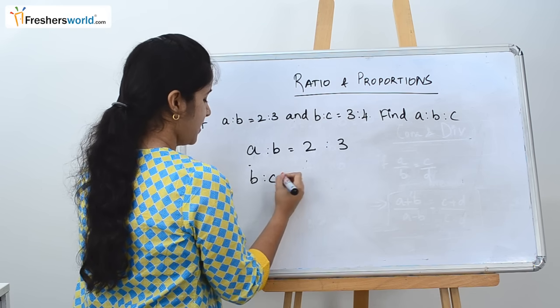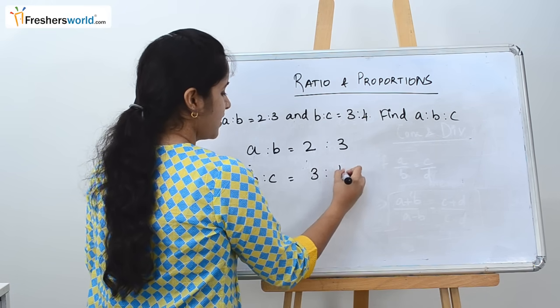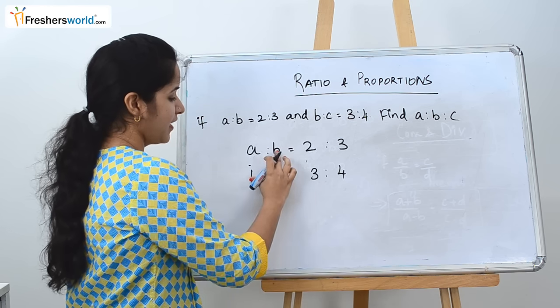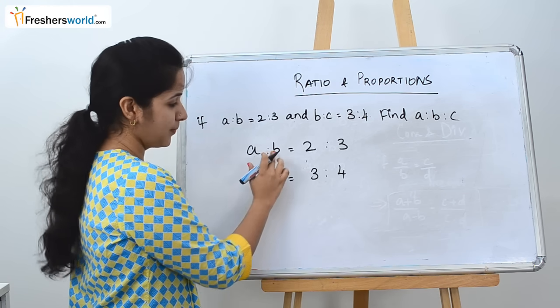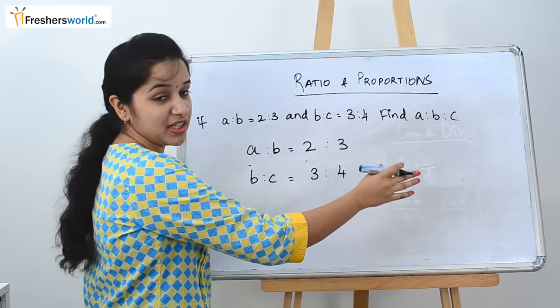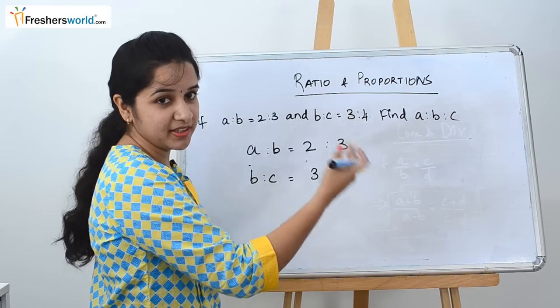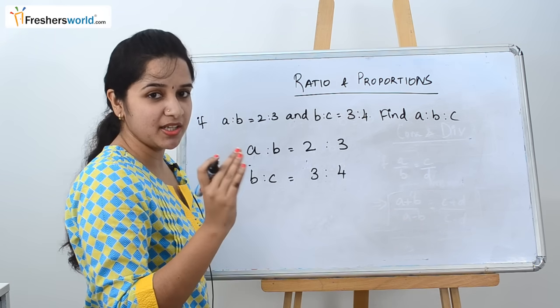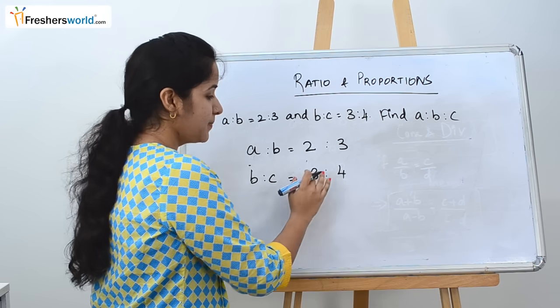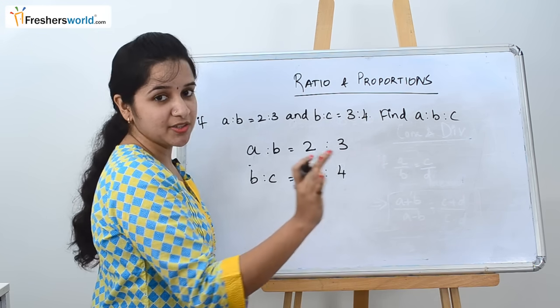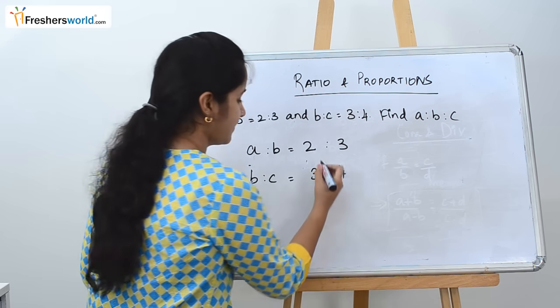B is to C is 3 is to 4. Generally, how people solve this is that we have to get a common value for both the B's, which is 3 here, so we can easily find it. Sometimes there will be a higher number here, so you have to multiply both sides by an equal number so that B is equal, and then we find A is to B is to C. But the simple trick is to do this.